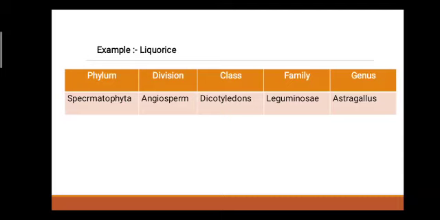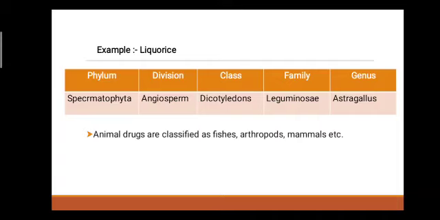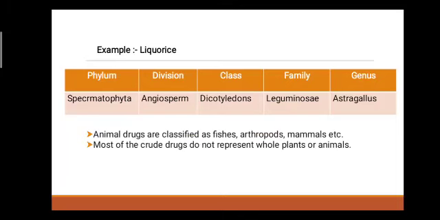For example, licorice. In licorice, the phylum is spermatophyta, division angiosperm, class dicotyledons, family leguminosae, and genus glycyrrhiza. Animal drugs are classified as fish, arthropods, mammals, etc. Most of the crude drugs do not represent whole plants or animals. Minerals get excluded from this classification.